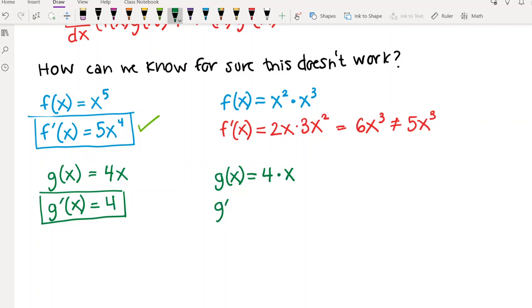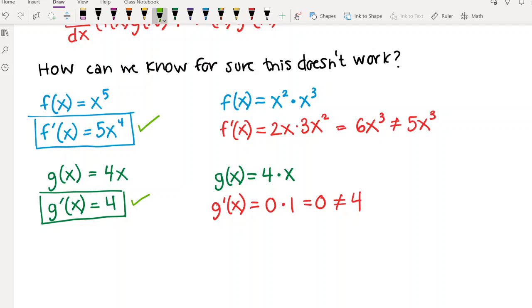And let me switch colors for my signaling of the incorrectness. So if you tried to say, okay, we'll do the derivative of 4, the derivative of 4 is 0, and then the derivative of x is 1, and you get 0, well, that's completely different from what we know the derivative is. We know the derivative is 4. So hopefully I've convinced you that that is not how you take these derivatives, and you will not do that in the future.